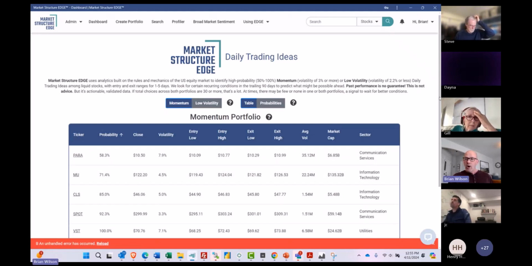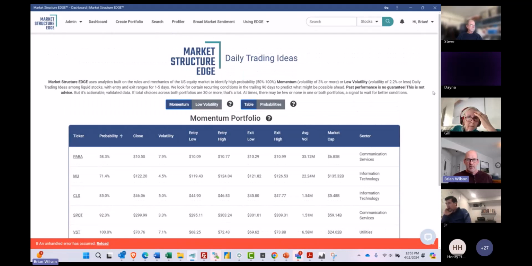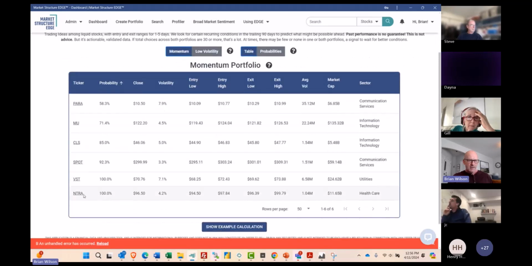Now, you also have to be aware of the fact that nothing's perfect. We mentioned that here. Past performance is no guarantee. And let's circle back for a moment and examine why past performance is no guarantee. And for IBKR users, let's show you how you can get to broad market sentiment.